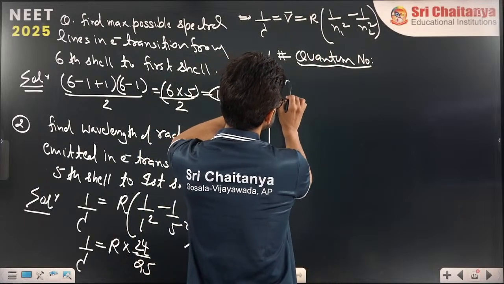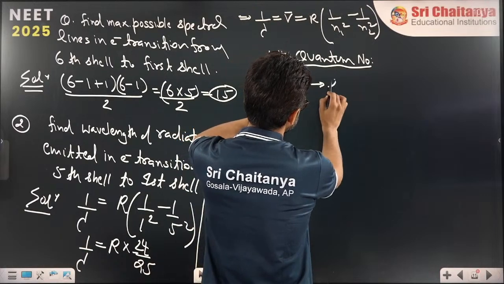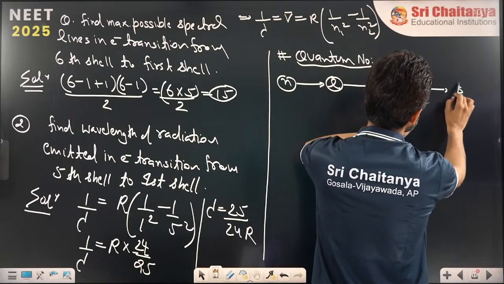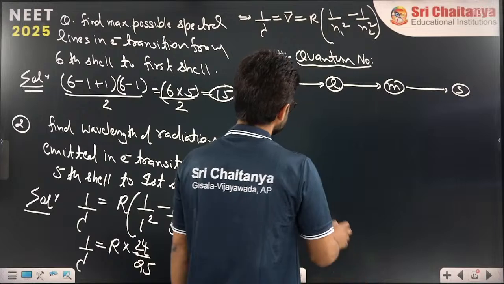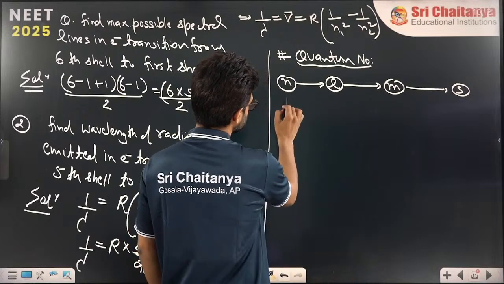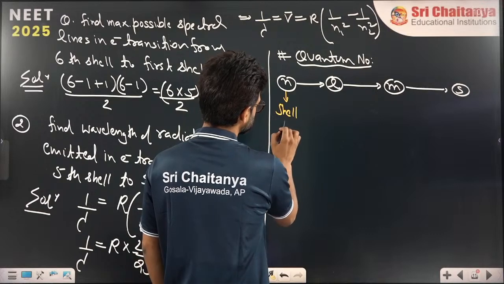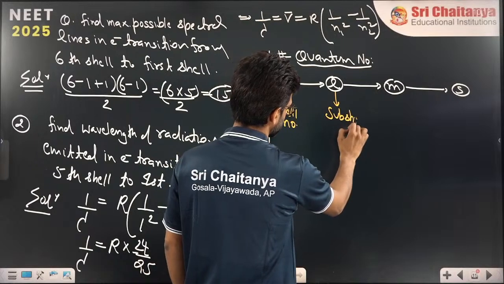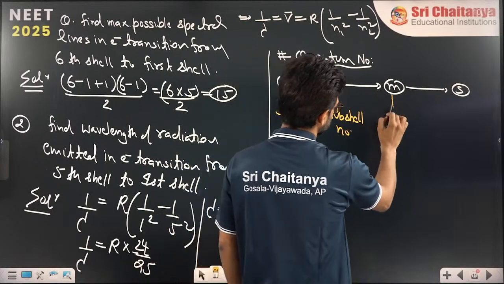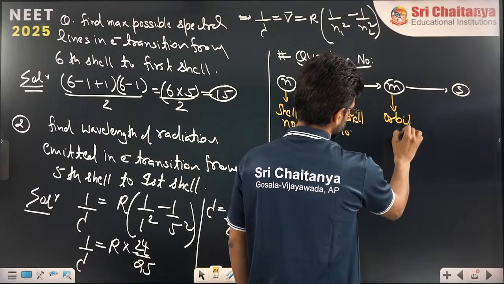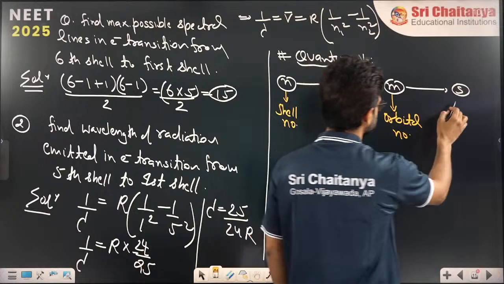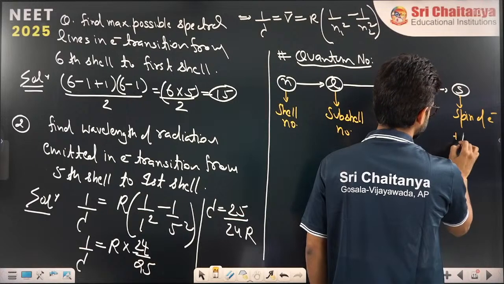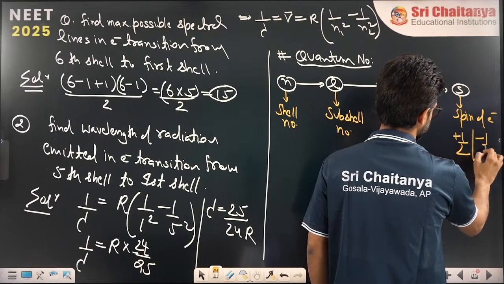There are 4 quantum numbers: principal quantum number, azimuthal quantum number, magnetic quantum number, and which one? Spin quantum number, right? So what n tells us? n gives us the shell number. It gives us information about shell number. l gives us information about subshell number. m gives us information about orbital number, and s gives us spin of electron. Spin of electron, right? Means it has only 2 values. Which one? Plus half, or which one?